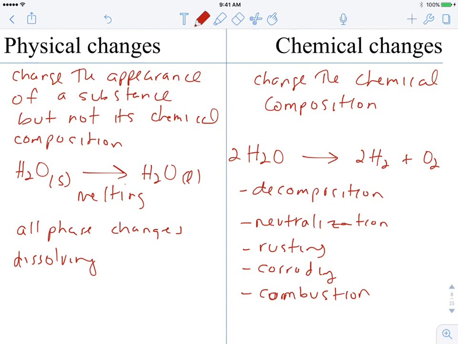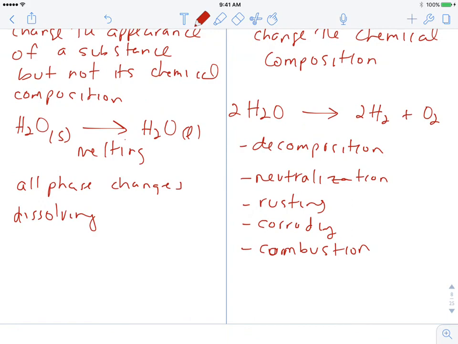This is when a substance will undergo a change that will completely alter what it's chemically made of. And so, for example, with rust, just to show you one example of this, you have iron. You can combine it with oxygen in the air, and you'll make rust, Fe2O3.